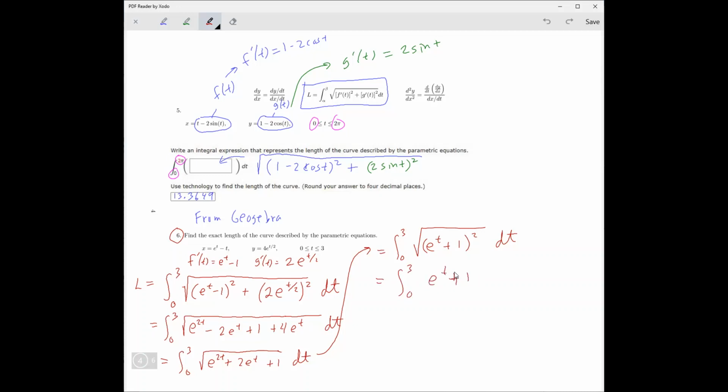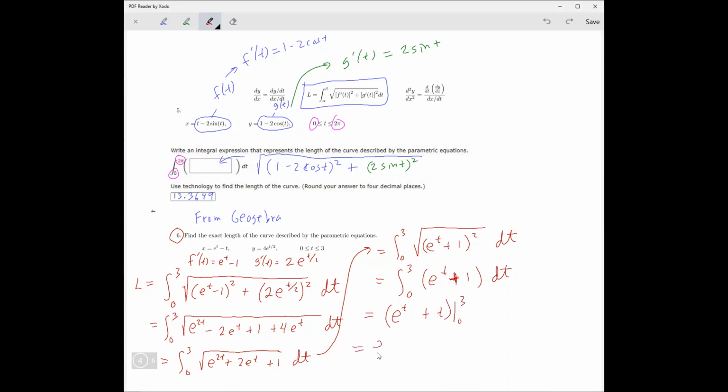And sometimes you have to worry about that because this can't be negative, but for any value of t, including values between 0 and 3, this is never negative. This is always positive. So that's fine. And then this is not too bad. Integrate that. It's e to the t. The integral of 1 is just t. And you're evaluating that from 0 to 3.